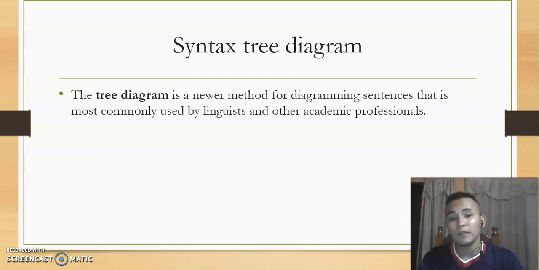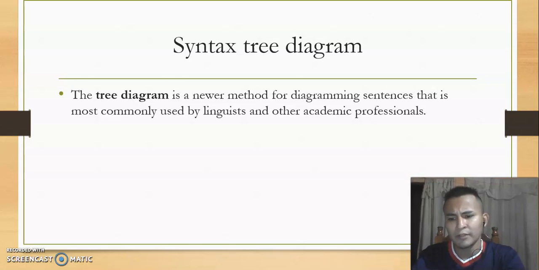Now that we know the theory, the important things about syntax, we need to know how to do a syntax tree diagram. That is something important to know every part that a sentence has. The tree diagram is a newer method for diagramming sentences that is most commonly used by linguists and other academic professionals.